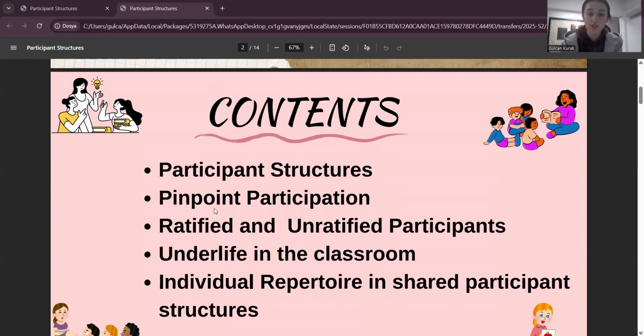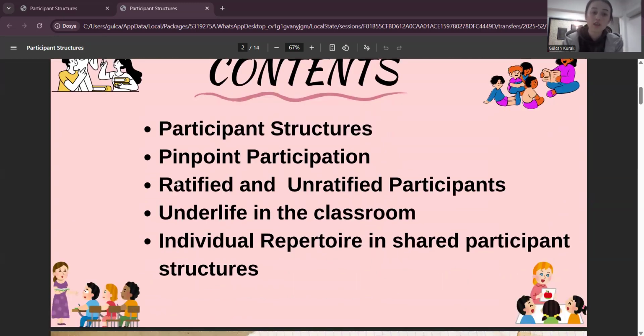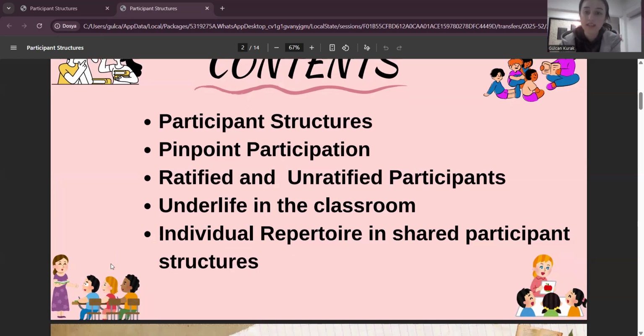First of all, what will we learn today? We are going to look at participant structures, pinpoint participation, ratified and unratified participants, underlife in the classroom, individual repertoire in shared participant structures. We will look at them in detail.